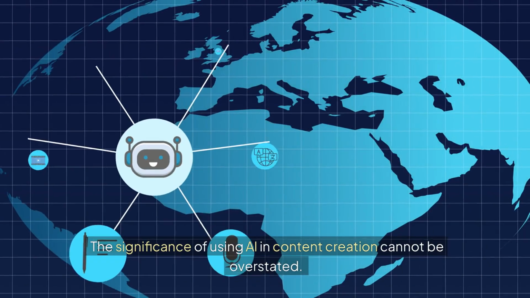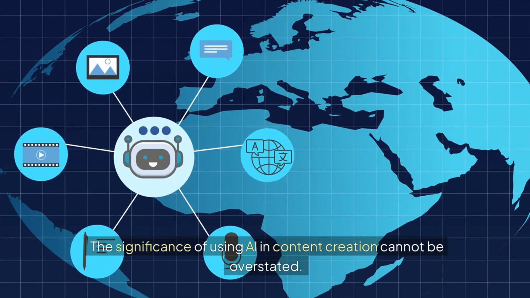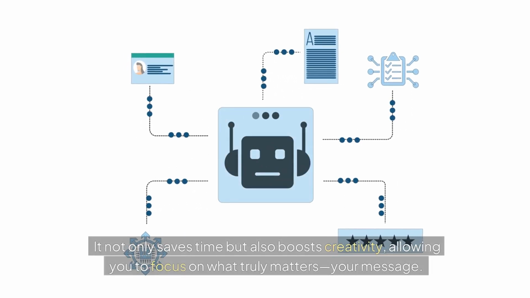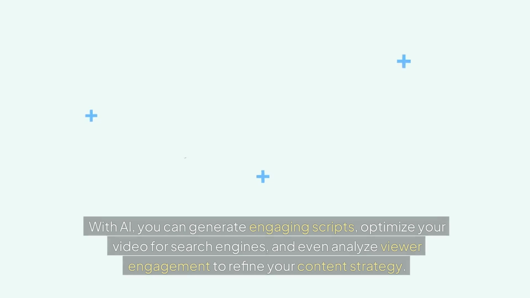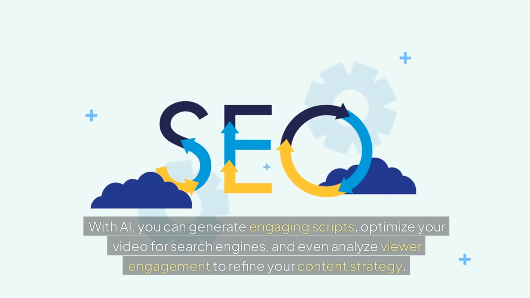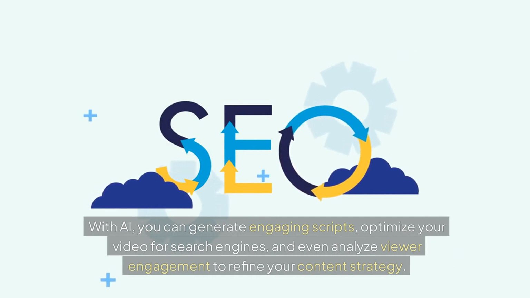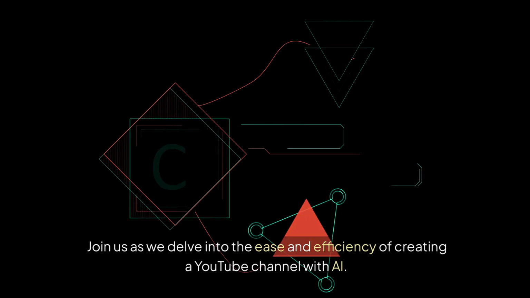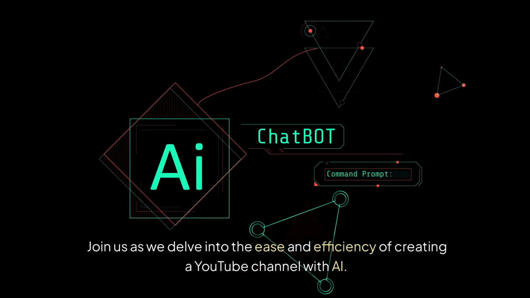The significance of using AI in content creation cannot be overstated. It not only saves time but also boosts creativity, allowing you to focus on what truly matters, your message. With AI, you can generate engaging scripts, optimize your video for search engines, and even analyze viewer engagement to refine your content strategy. Join us as we delve into the ease and efficiency of creating a YouTube channel with AI.